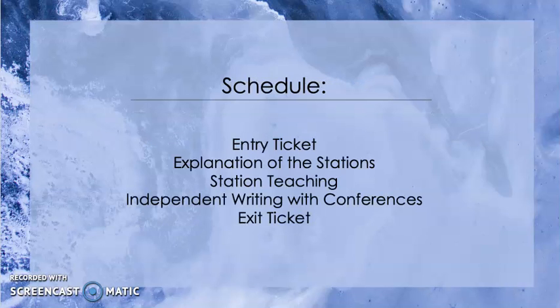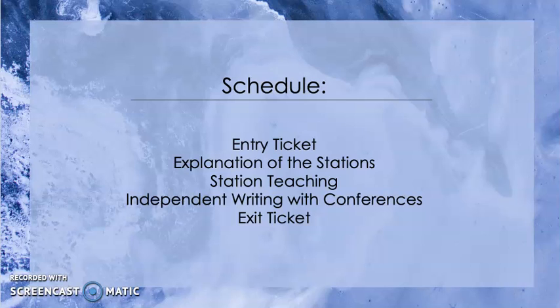So what does today look like? First, they will start with an entry ticket. The entry ticket is a journal prompt where as soon as they walk in the room, they're going to write for 3 minutes, just describing in as much detail as possible what it feels like to be in class. So that means describing the room, what it looks like, what it feels like, what they're thinking, those kinds of things.